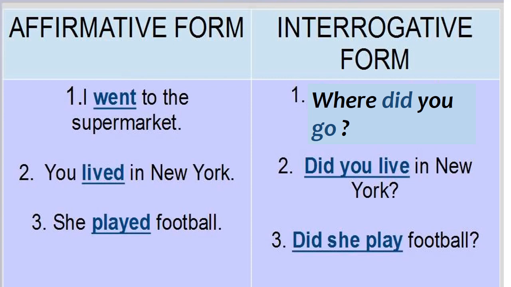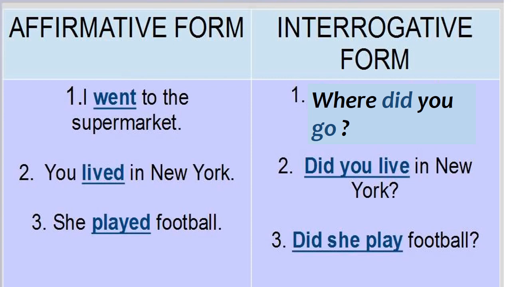Here we are going to learn how to make affirmative sentence and interrogative sentence in past tense. I went to the supermarket is the affirmative sentence. Here went is the past verb. This can be divided into did plus go. So the interrogative sentence is where did you go?